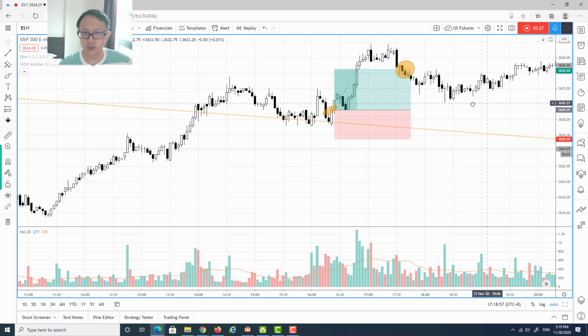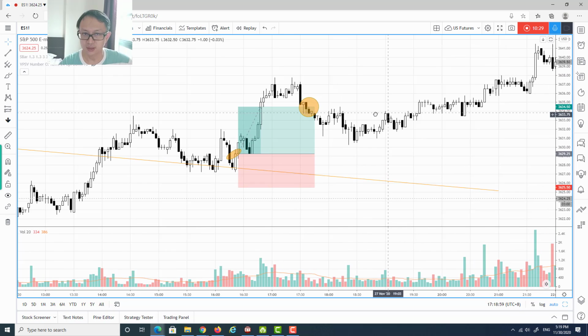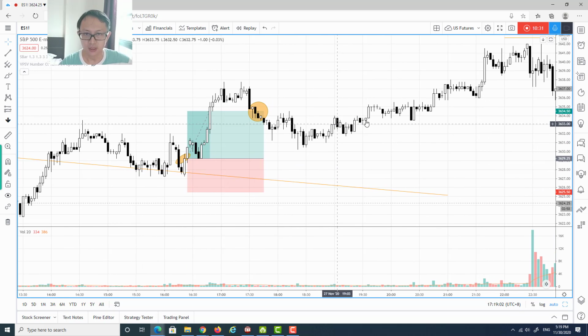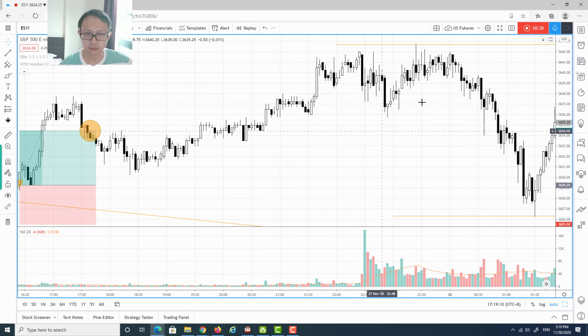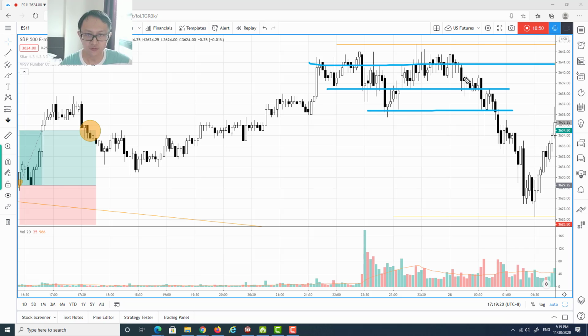And eventually you can see that there is a slight push up just before the US session started at 36.40, but it wasn't able to come in above. So 36.40 acted as a resistance right there, and eventually it just struggled to have a follow through to the upside and had this kind of breakdown.